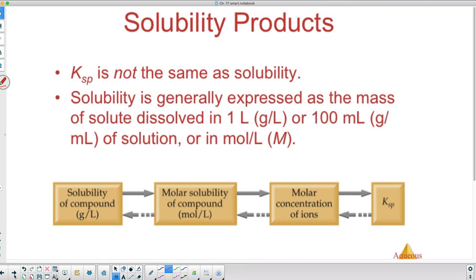Solubility is generally expressed as the mass of solute dissolved in 1 liter, so that'll be grams per liter, or grams per milliliter of a solution. It really depends. It can also be moles per liter, but what is that? That's concentration. So take a look at what we have here. We have Ksp all the way down at the end. From Ksp, you can figure out the molar concentration, which would, of course, be this one, and that one. And then solubility would be the one all the way at the left-hand side. That is literally it.